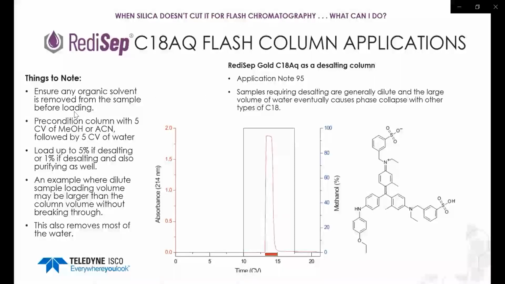So we're going to load this at 0% organic solvent, 100% water, and then we're going to do a jump to 100% organic. Basically what we're doing is eluting the salt off the column while the compound is well retained. And then once we go to 100% organic, the compound will then elute off without any of the salt behind. You can load up to 5% of your compound if you're desalting, but if you're also doing a purification, maybe there's an impurity you're also eluting out as part of this desalting process, you'd only want to load up to 1%.